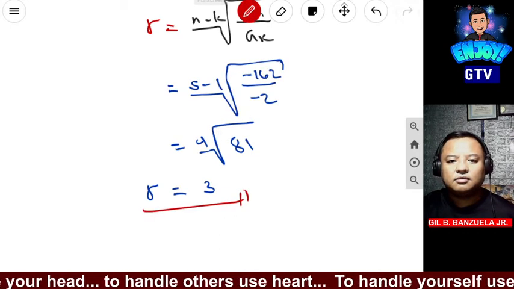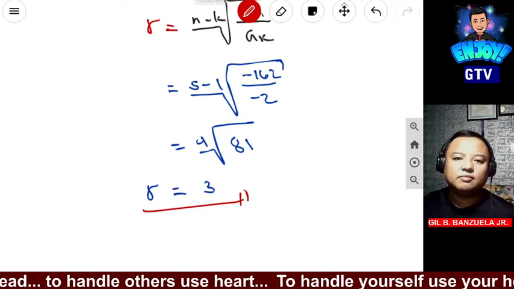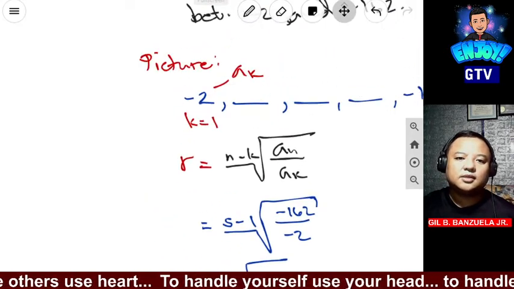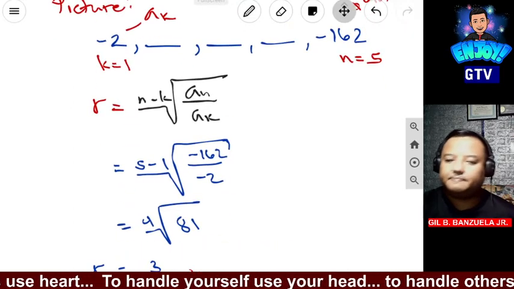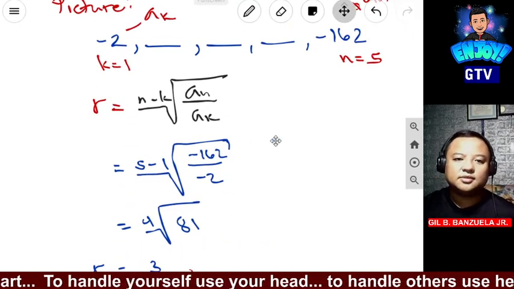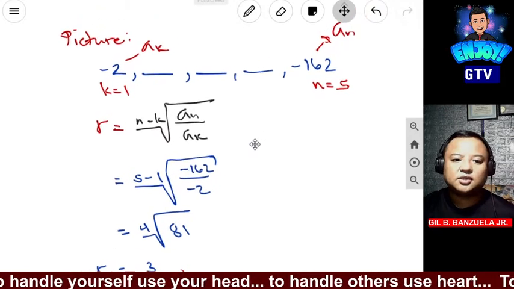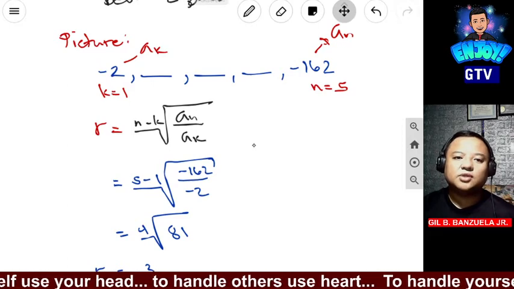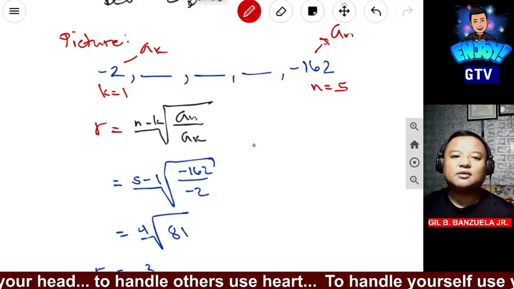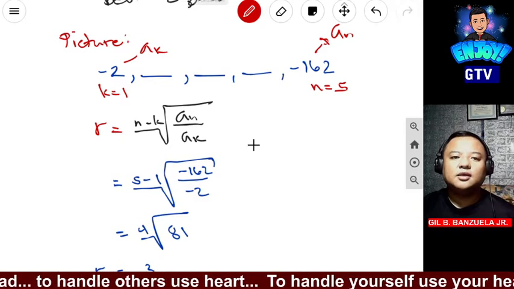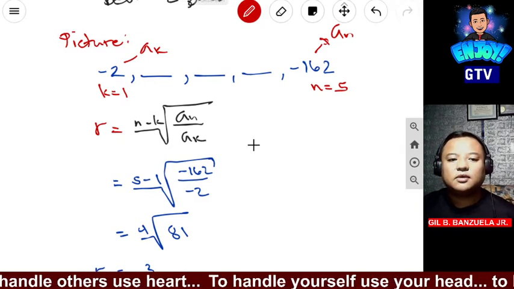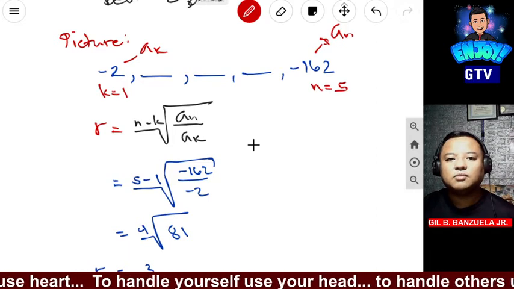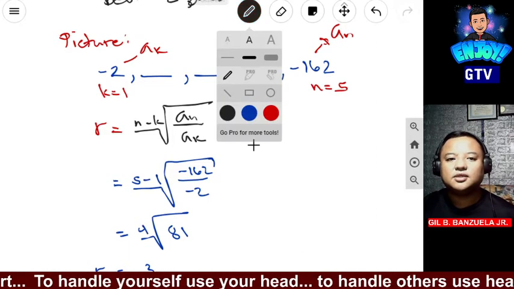Now, what would be the help for us to get the geometric means to be inserted in this sequence? What is the help of the common ratio, guys? Correct. Okay, so we are going to multiply our elements to your common ratio for us to be able to complete the sequence, no?